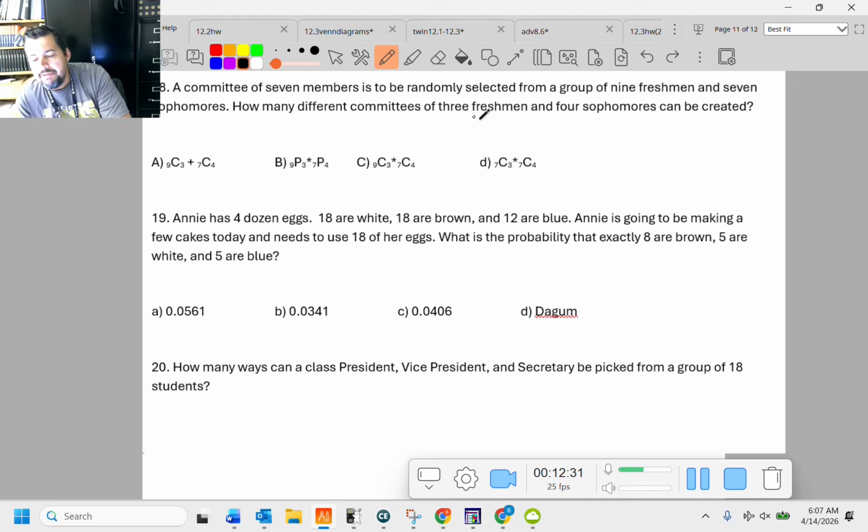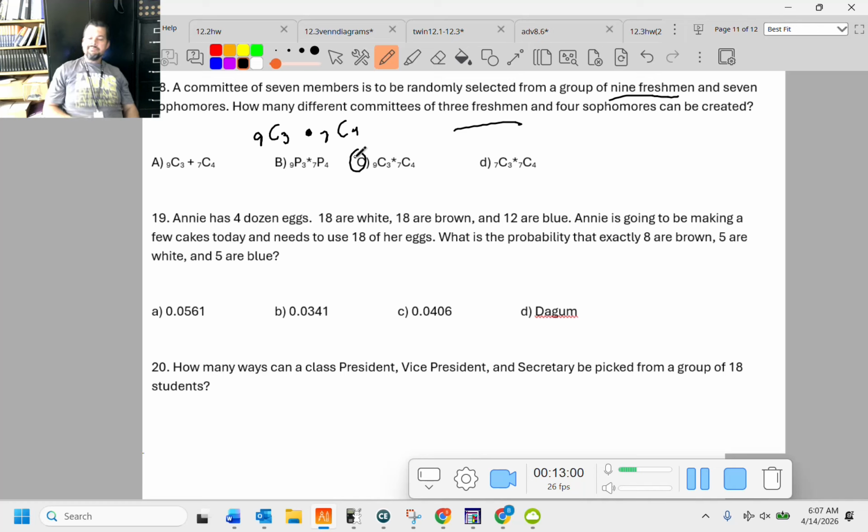Almost done. Committee of 7 members is to be randomly selected from a group of 9 freshmen and 7 sophomores. How many different committees of 3 freshmen? So there's 3 freshmen of 9. That's going to be 9, choose 3. 4 sophomores, and this is multiplication. So we depict 3 freshmen and, which means multiply, 4 sophomores. Let's see here, 4 of 7. So 7, choose 4. So 9, choose 3 times 7, choose 4.